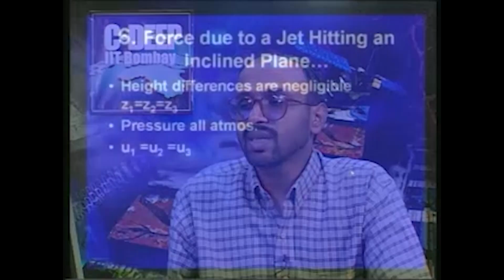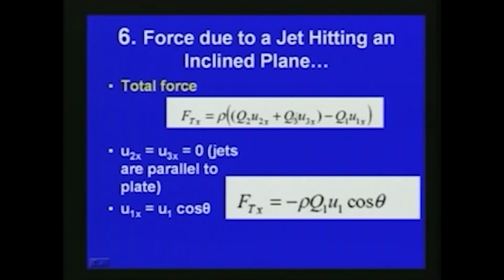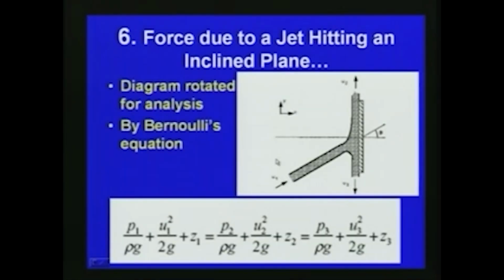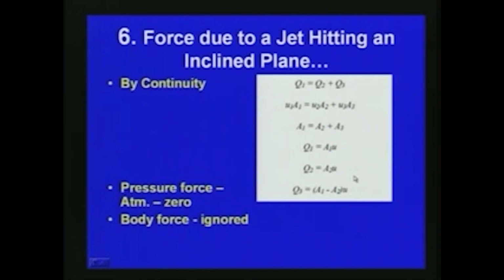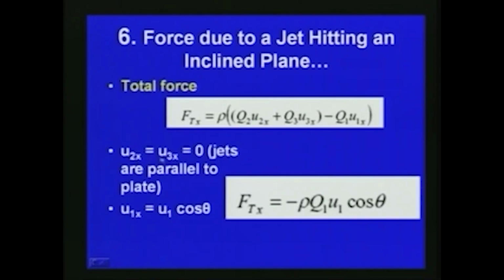So, with respect to this figure here, finally, we get the total force in the x direction, Ftx, is equal to rho into Q2 into U2x plus Q3 into U3x minus Q1 into U1x. After the figure is rotated here, you can see that in the x direction U2x and U3x are 0. So, U2x is equal to U3x is equal to 0, since the jets are parallel to the plate.